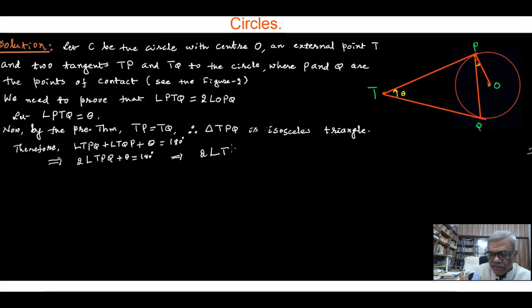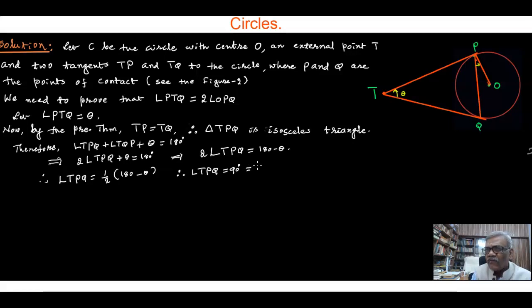This implies twice angle TPQ equals 180 minus theta, and therefore angle TPQ equals half of 180 minus theta, that is, 90 minus theta by 2.